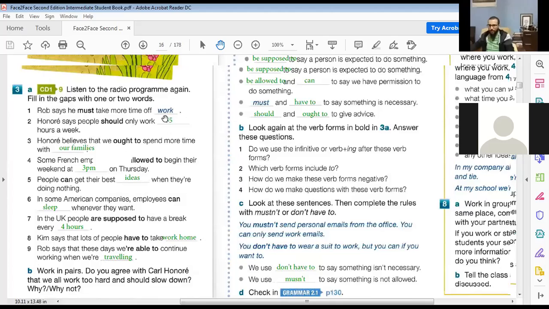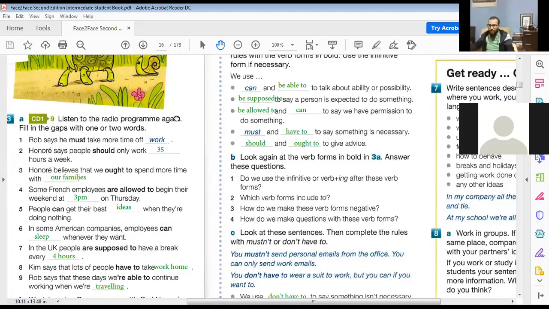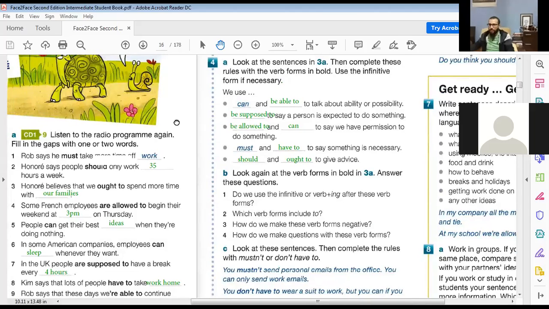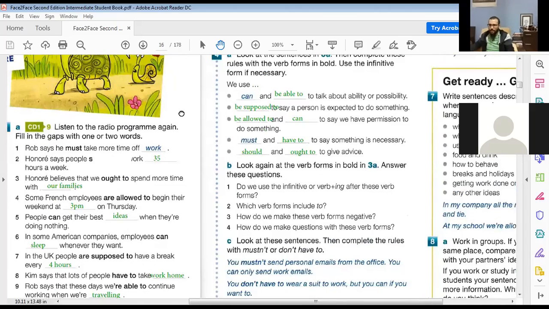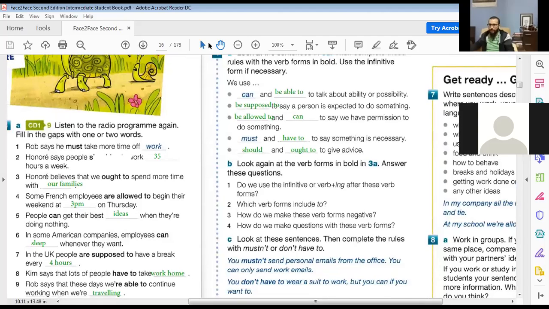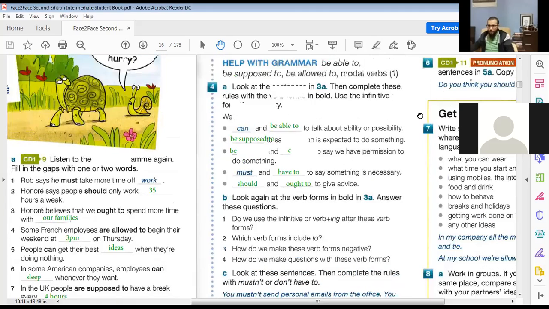All right, so the question says, look at the sentences in number 1 to 9 and then answer these questions. All right, so let's try to answer this. Okay, so the focus of this exercise, of course, is talking about different ways. Let me just a second. Where is it? Okay.